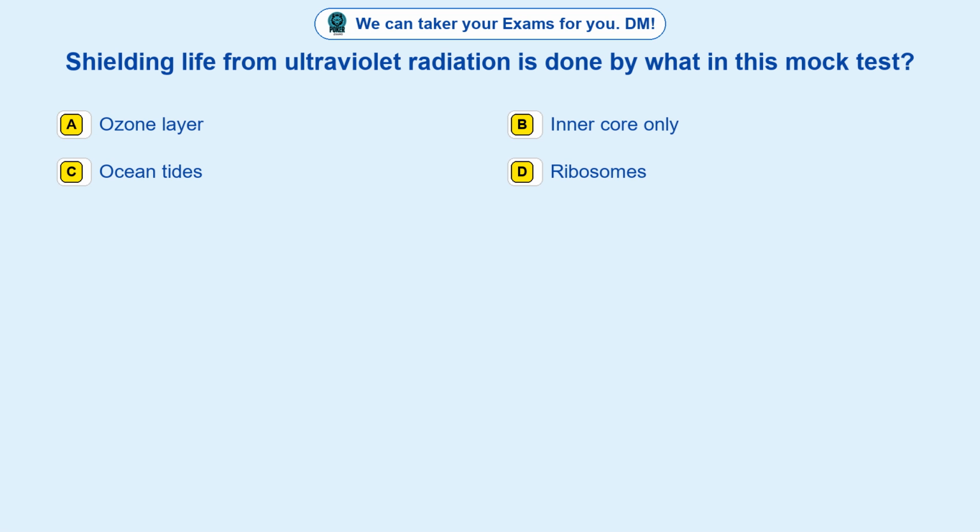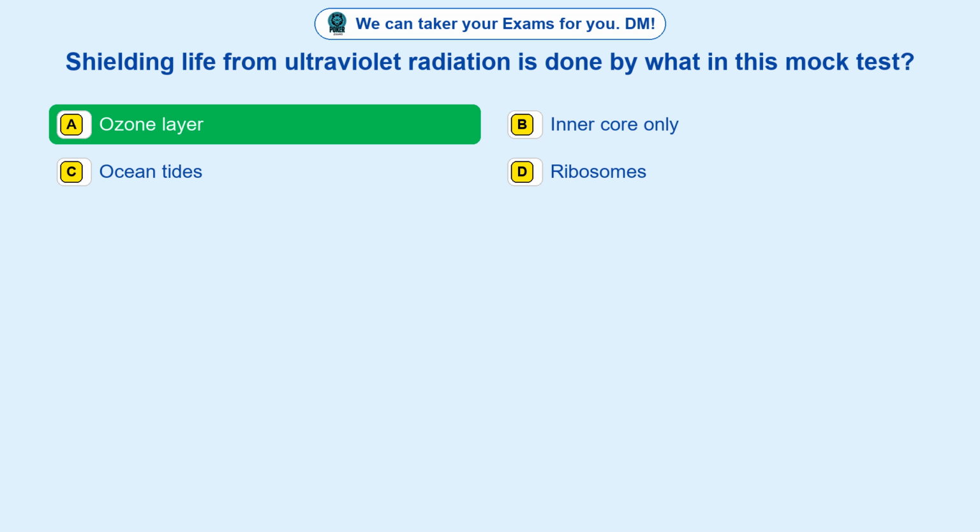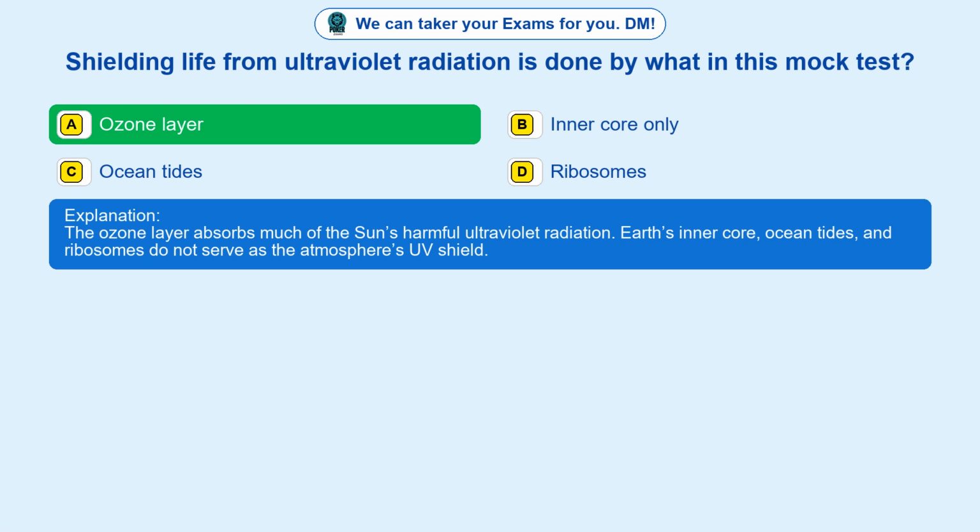Question 97. Shielding life from ultraviolet radiation is done by what in this mock test? Option A, ozone layer. Option B, inner core only. Option C, ocean tides. Option D, ribosomes. The correct answer is option A. Ozone layer. The ozone layer absorbs much of the sun's harmful ultraviolet radiation. Earth's inner core, ocean tides, and ribosomes do not serve as the atmosphere's UV shield.